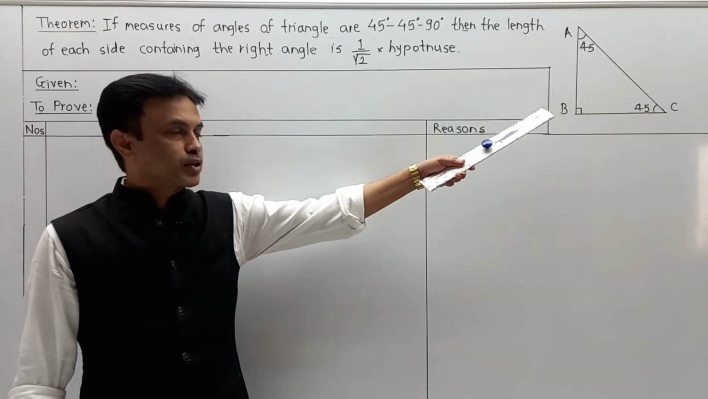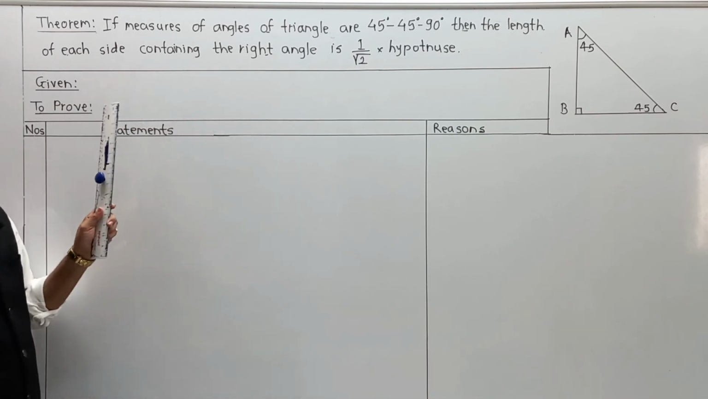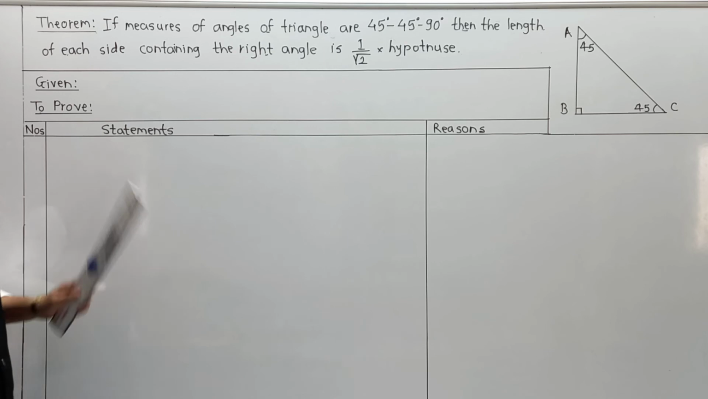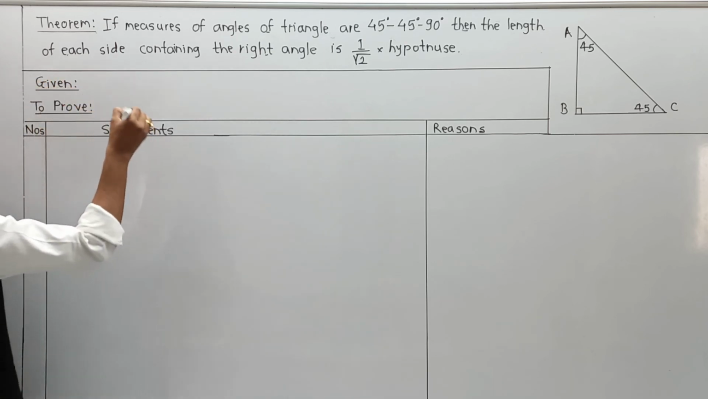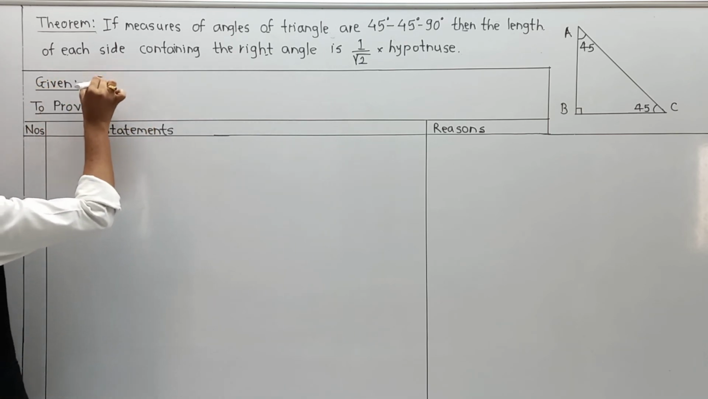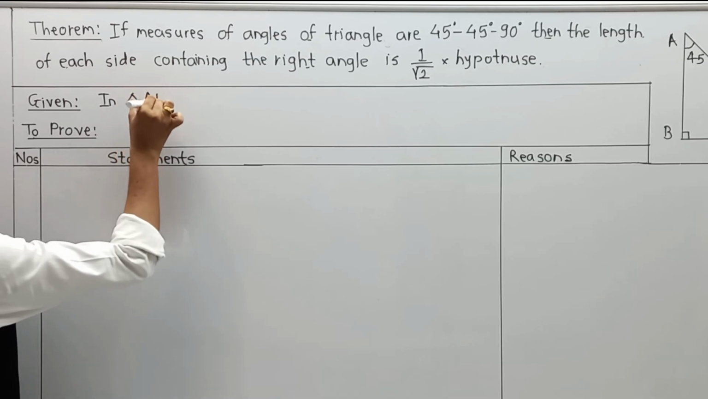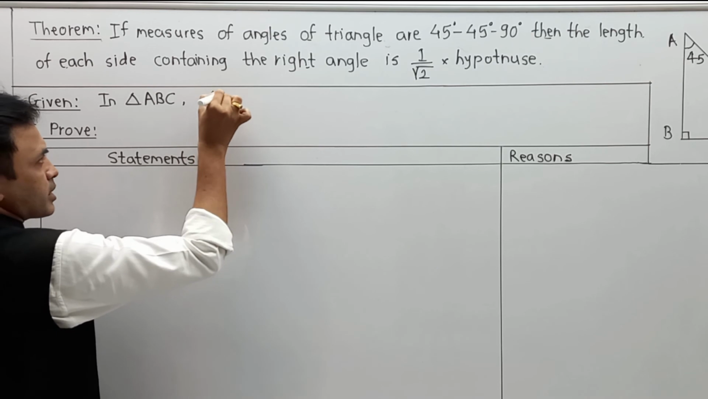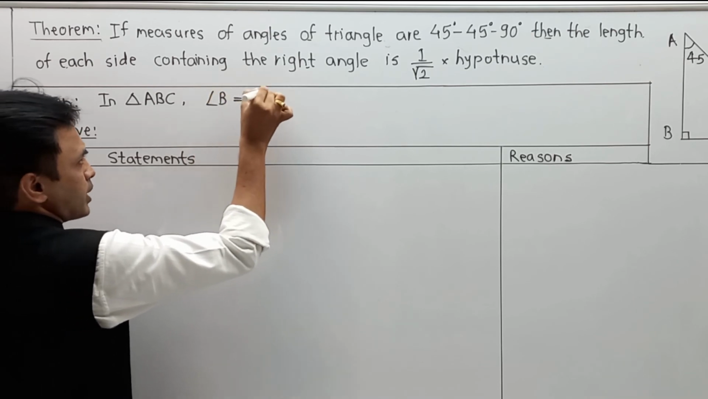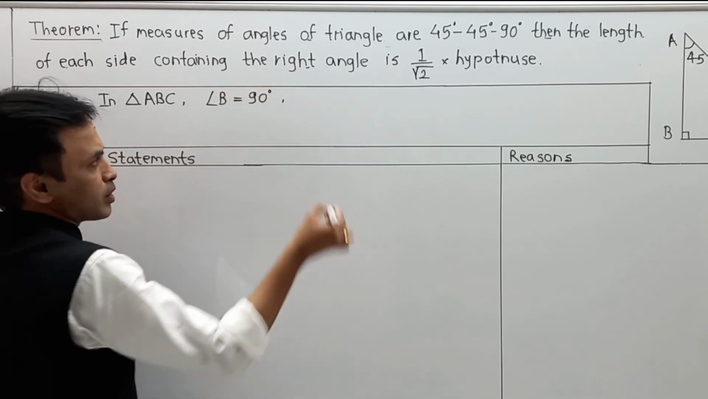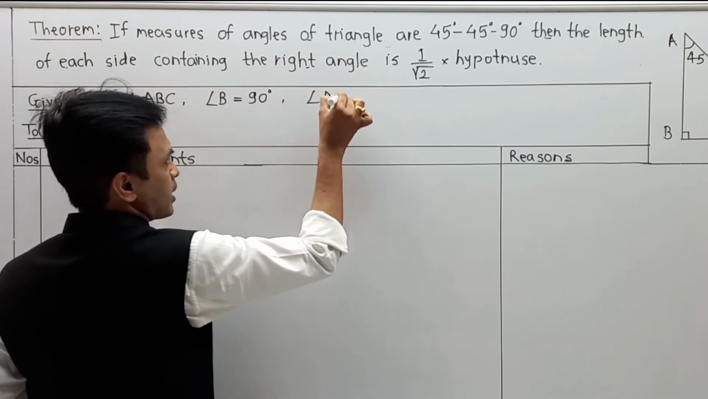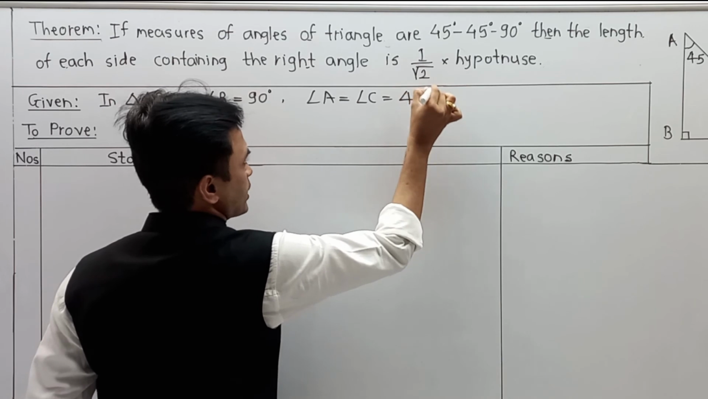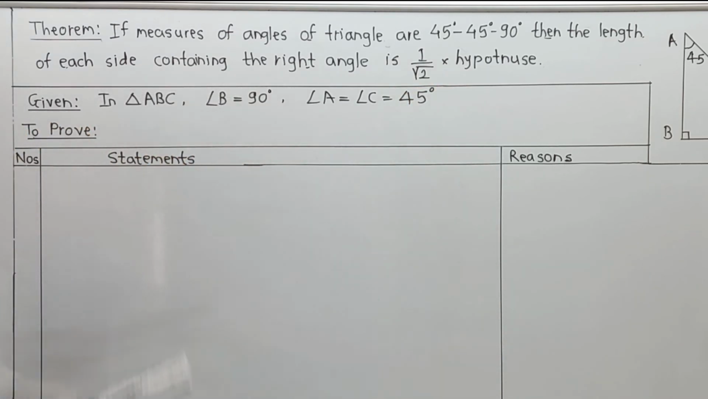As per the description of the diagram, we are going to write the information one by one in the form of given, to prove, and proof. The first part, given: in triangle ABC, angle B is equal to 90 degree, and angle A equal to angle C is equal to 45 degree. This is the part given for us.